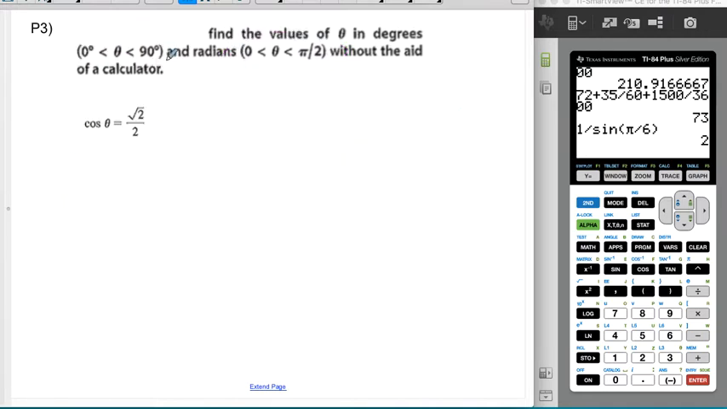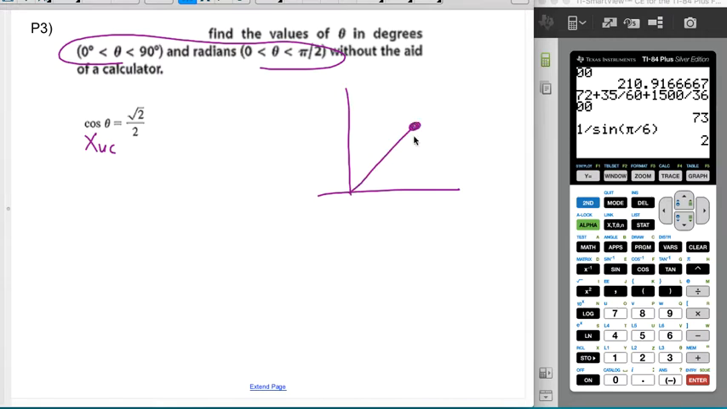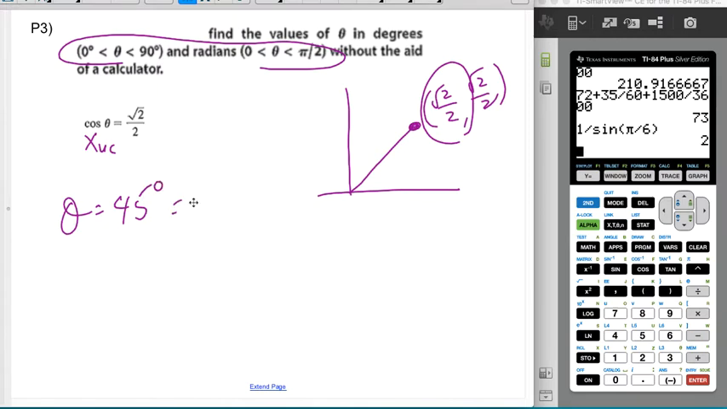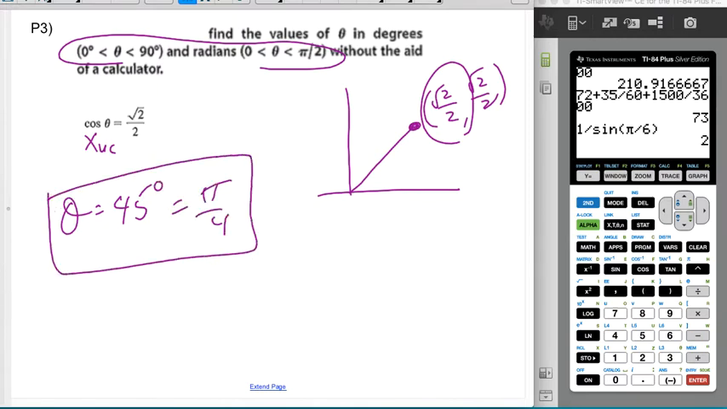All right, you're going to do the same thing. Again, we're talking quadrant 1. In quadrant 1, where is the x on the unit circle root 2 over 2? Well, all of the root 2 over 2's happen at the 45-degree angles, or the pi over 4's. So this is root 2 over 2, comma, root 2 over 2. So I want that theta is 45 degrees, which is the same as pi over 4. 45 degrees and pi over 4 radians are the same thing.